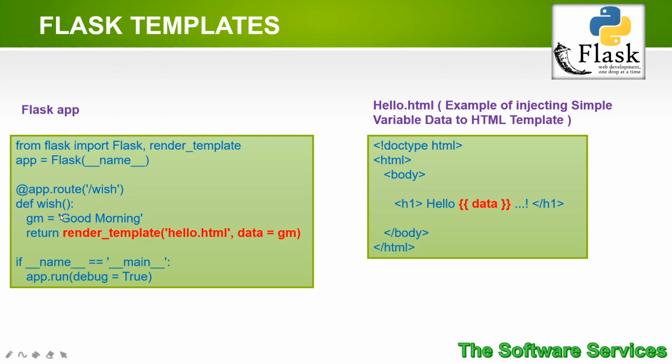So what this function is doing is a simple string: Good morning, where gm is the variable name, and then return. Here is an important point to note. What are we returning? We are not returning a raw string, we are returning a template. What template? The hello.html template. With what data? The second argument is the data to inject into this HTML file, friends.